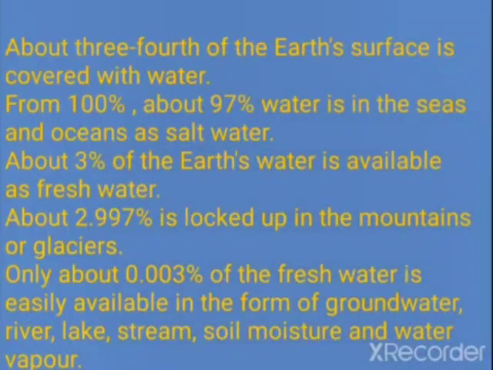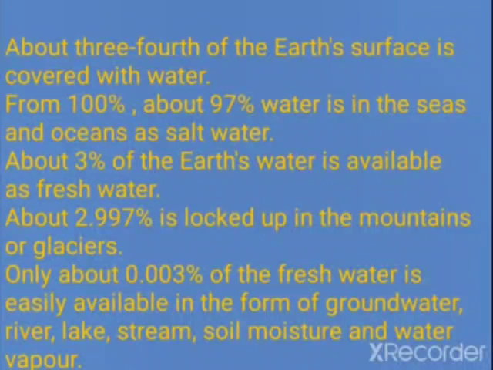See, about 3/4 of the earth's surface is covered with water. That is why the earth is called the blue water planet or blue planet. Why is earth called the water planet or blue planet? Because about 3/4 of the earth's surface is covered with water.